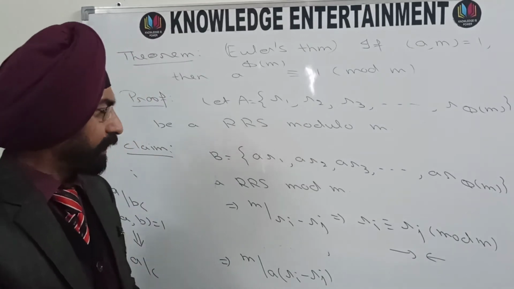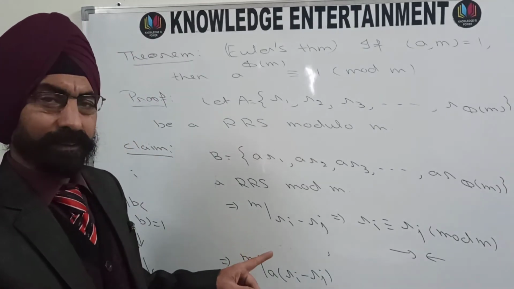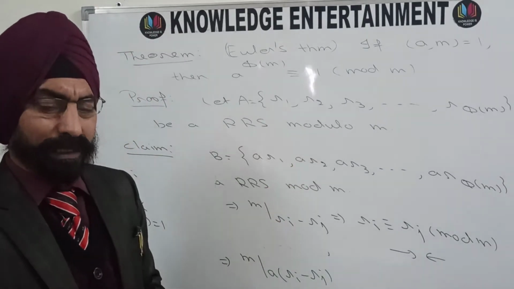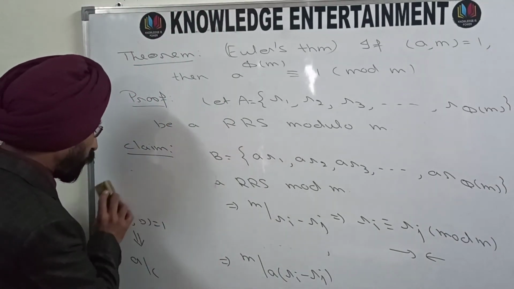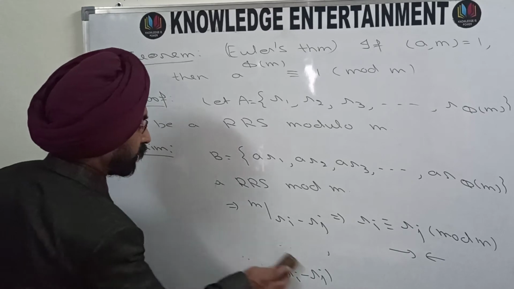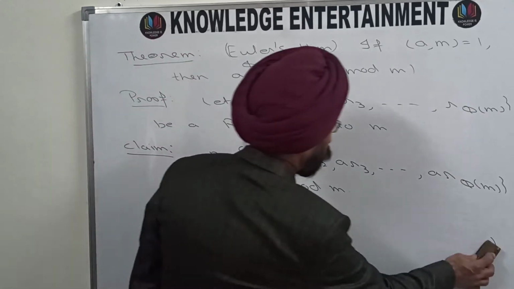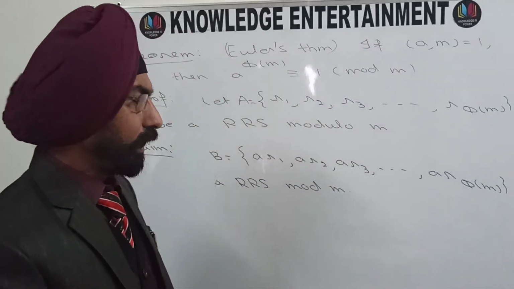And why this contradiction? Because we have supposed that two members of the set B are congruent to each other modulo M. So it is not possible. That means no two members of the set B are congruent to each other modulo M.